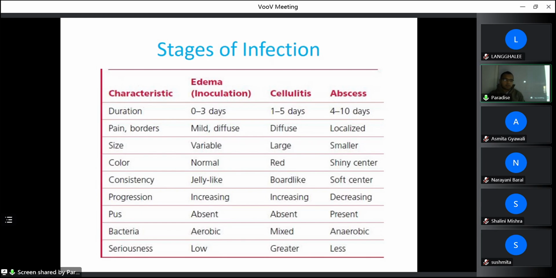So it depends on pathogenicity of the bacteria as well as immunity of the individual host and the anatomical structure where the infection is present. Pain and borders: in case of inoculation stage, the pain is mild and the border is diffuse. In case of cellulitis stage, the border is not definite. There is diffuse border. In case of abscess, the border is localized. There is presence of pyogenic membrane.